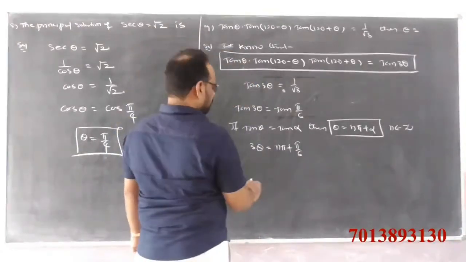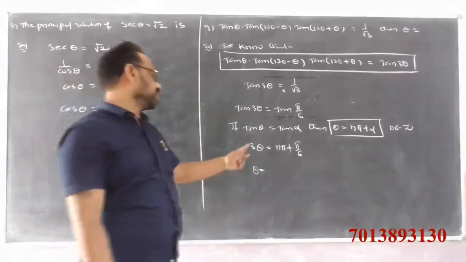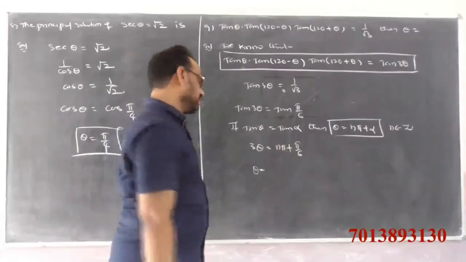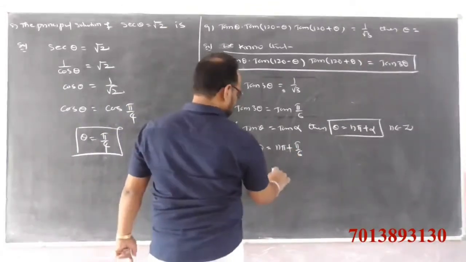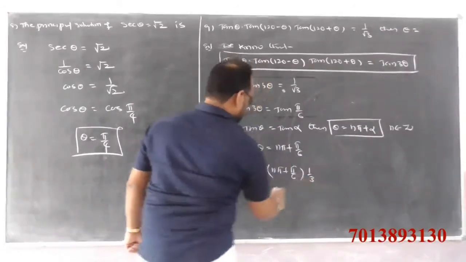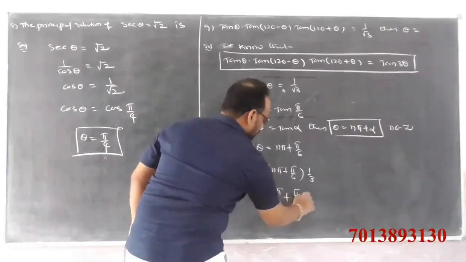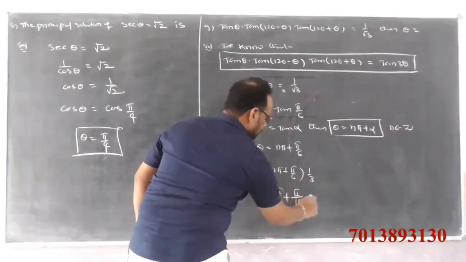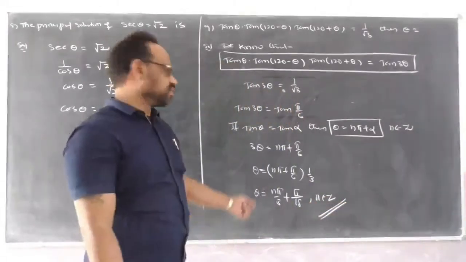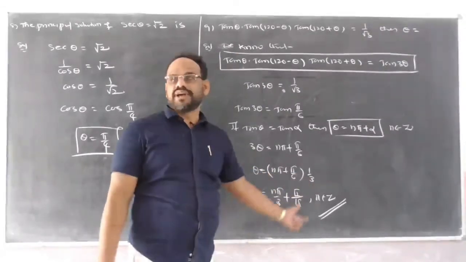So we want theta. If you transpose 3 from the left-hand side to the right-hand side, the opposite operation is division. So theta is equal to n pi plus pi by 6, into 1 by 3. That is clearly n pi by 3 plus pi by 18. So theta is equal to n pi by 3 plus pi by 18, where n belongs to the integers.